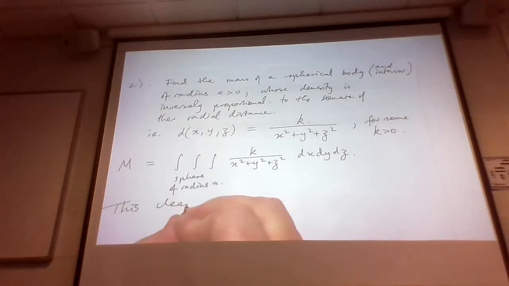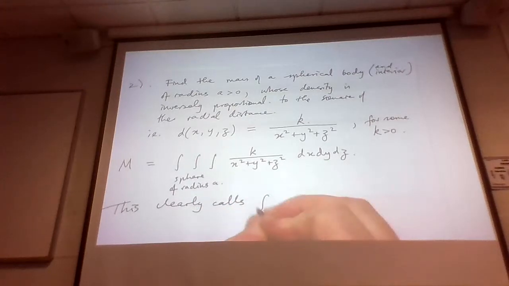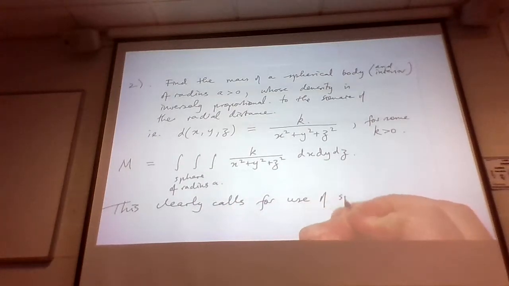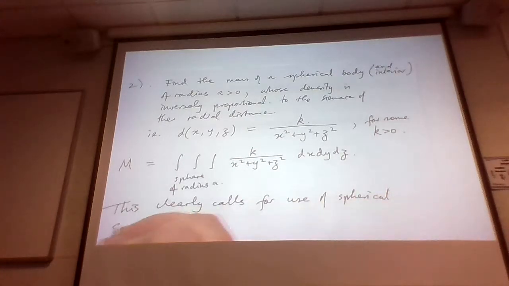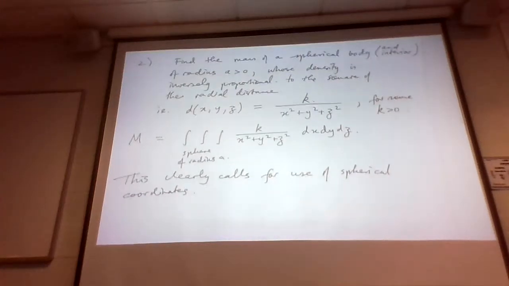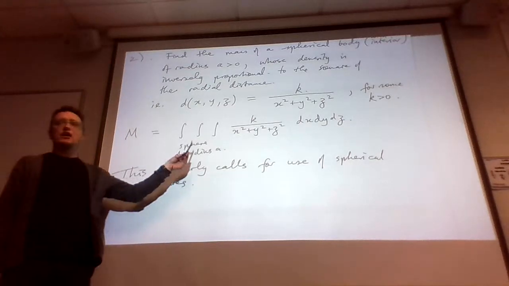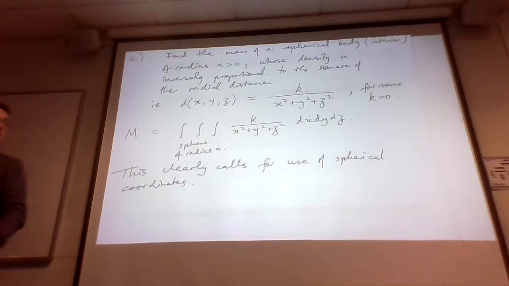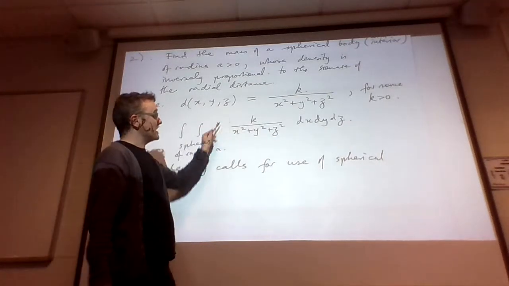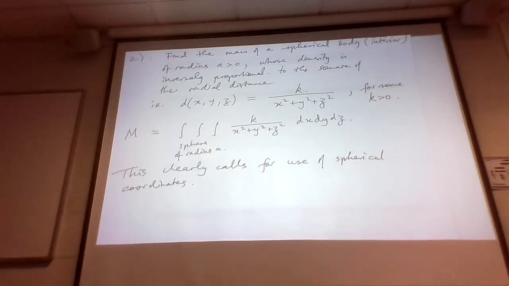Now this clearly calls for the use of spherical coordinates. Why does it clearly call for the use of spherical coordinates? Well, the region we're integrating over is a ball, is a sphere, and the function we're integrating involves the radius. So all of these things will be easier to describe if we use spherical coordinates instead of Cartesian coordinates.